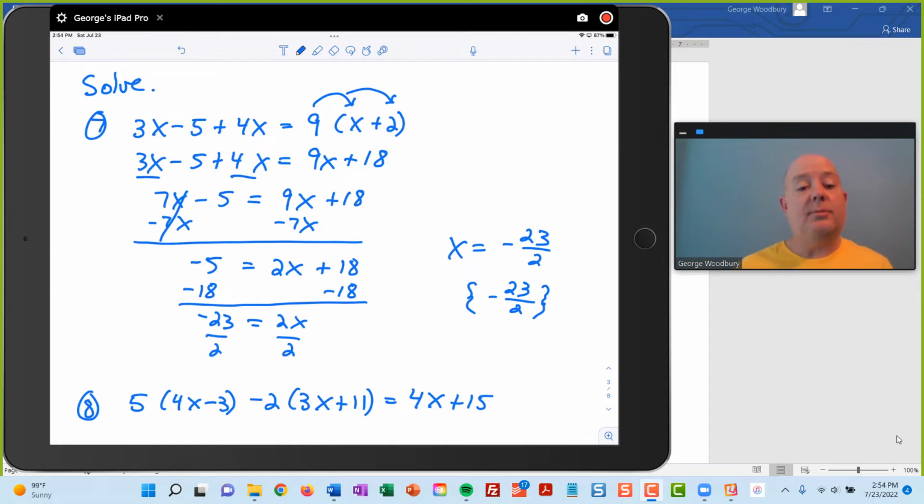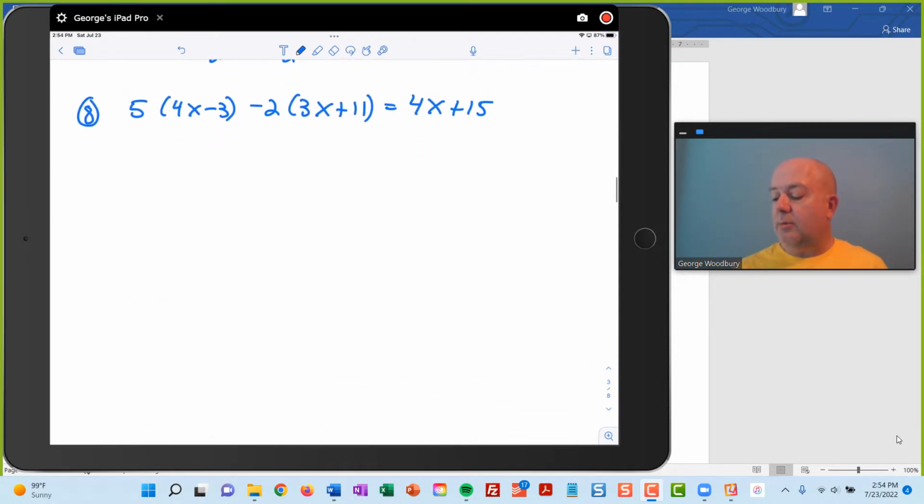Now if you look at the bottom of the screen, problem 8 involves some distributing on the left-hand side this time, and I've got two distributive multiplications to perform. I'm going to distribute 5 into the two terms in the first set of parentheses, 5 times 4x minus 3, and then I'm going to distribute negative 2 into the second set of parentheses, 3x plus 11. The 4x plus 15, there's nothing I can do. I'm just going to leave that alone and wait 1 or 2 steps before I deal with that.